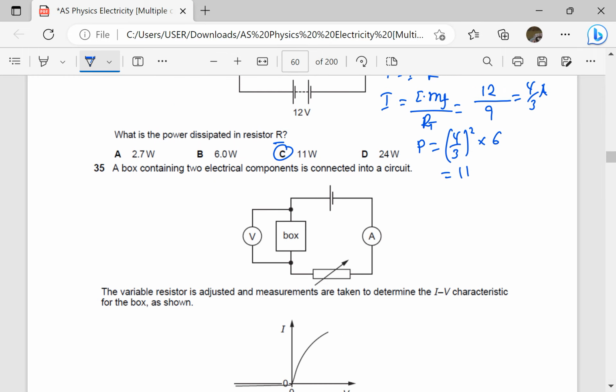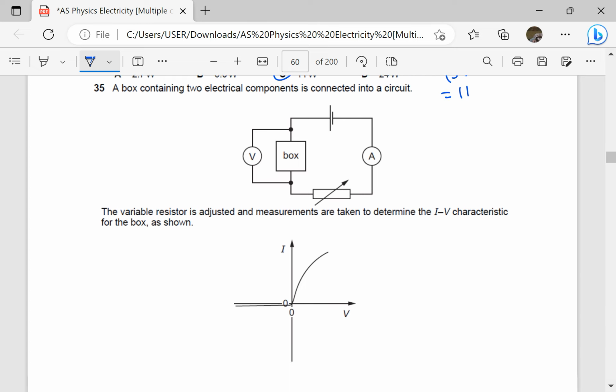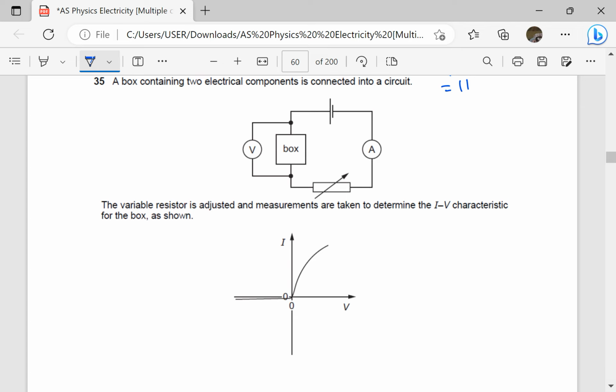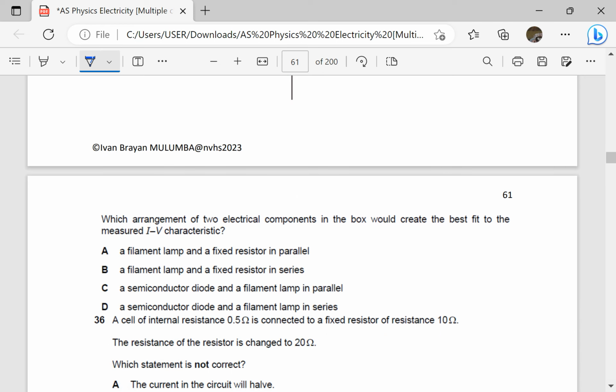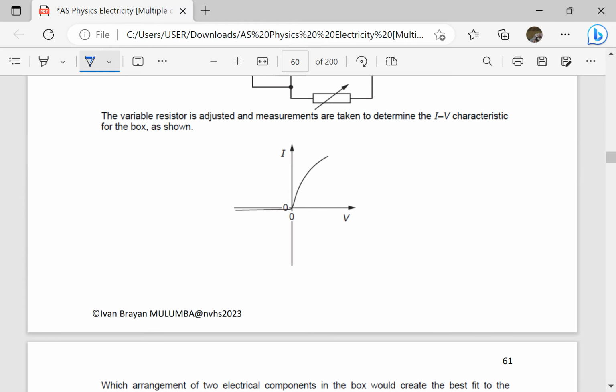The box containing 2 electrical components is connected into a circuit. The variable resistor is adjusted and measurements are taken to determine the IV characteristic for the box as shown in the figure. Okay. So which arrangement of the 2 electrical components in the box will create the best fit to the measured IV characteristic? Best fit the measured IV characteristic.